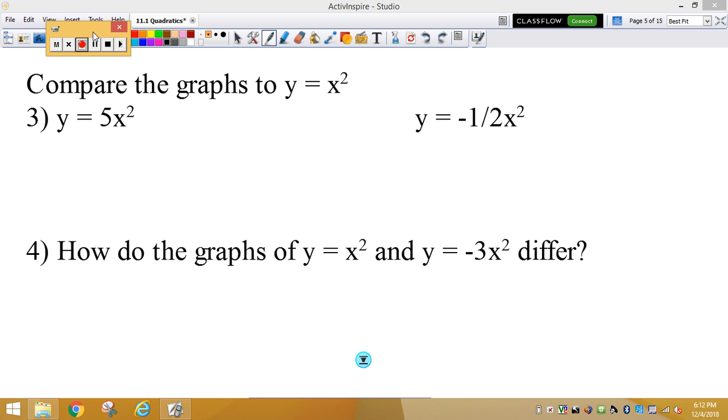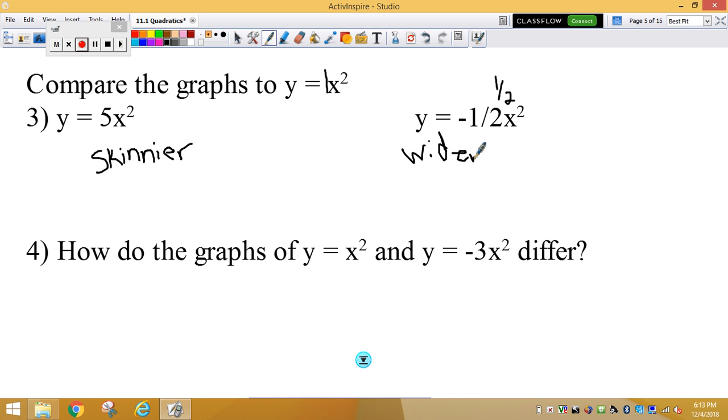So let's compare the graphs. This one is going to be skinnier. How do I know that? Well, here's how I know. Because here, my A is a 1. If they don't put a number there, it's a 1. Here, it's a 5. Well, 5 is bigger than 1. That means it's skinnier. Here, it's a 1/2. Well, 1/2 is smaller than 1. So that means this one's going to be wider. There's something else that's different about this one. My original one was positive and this one is negative. So that means this one is also going to be concave down.